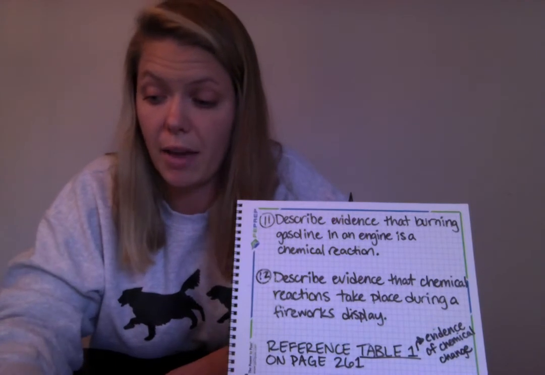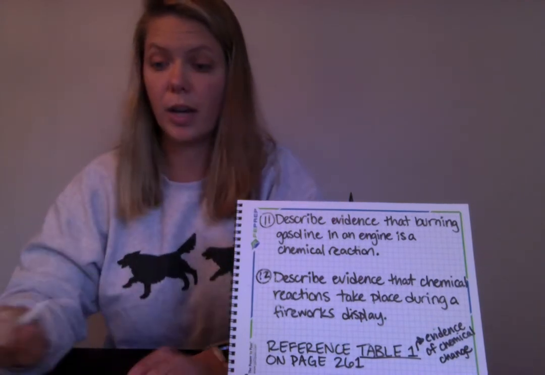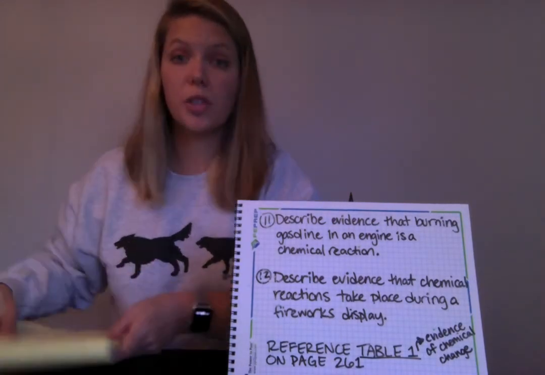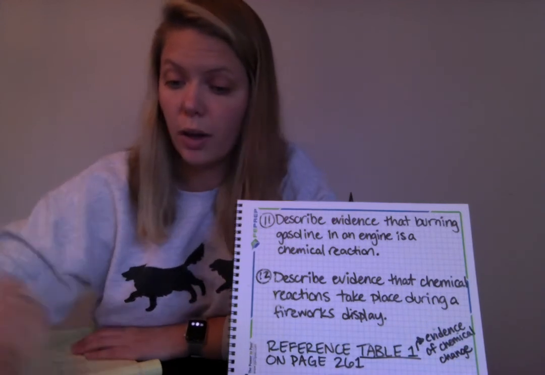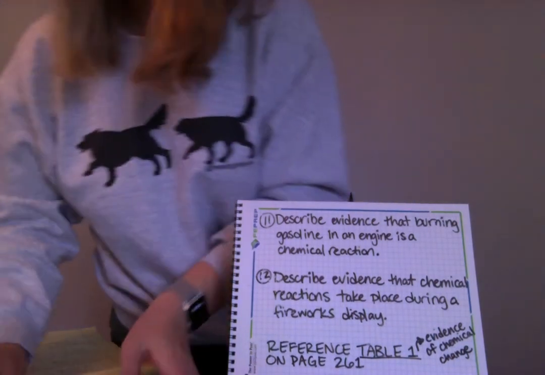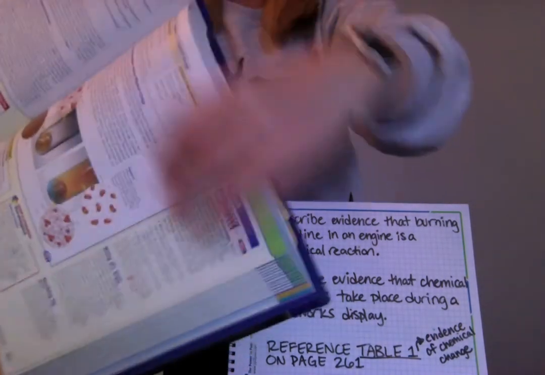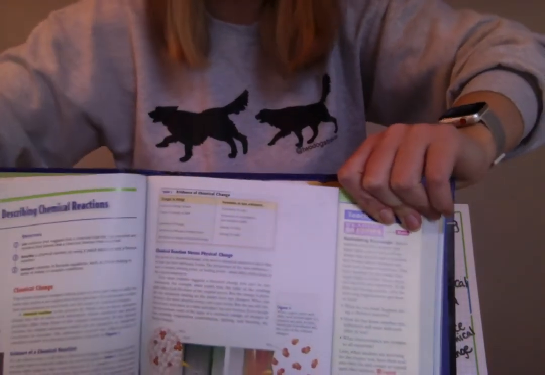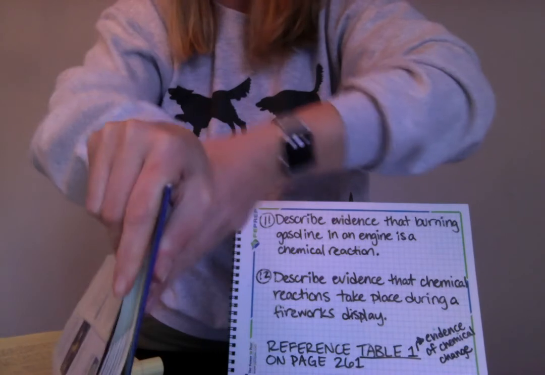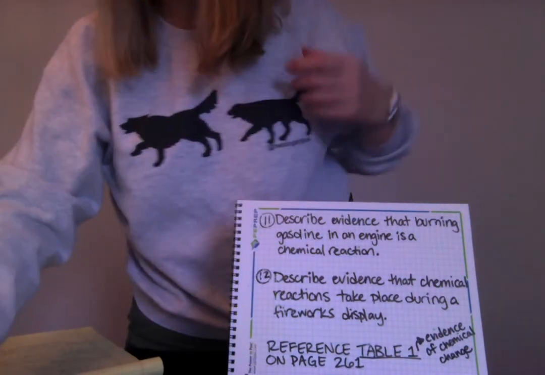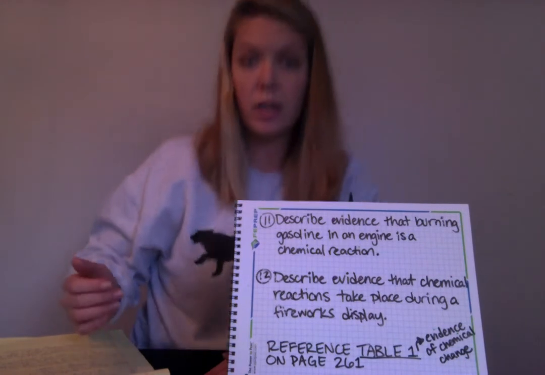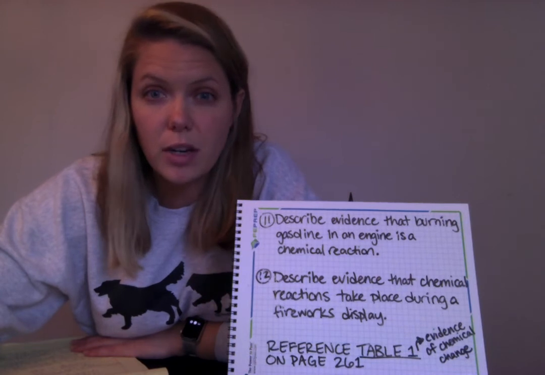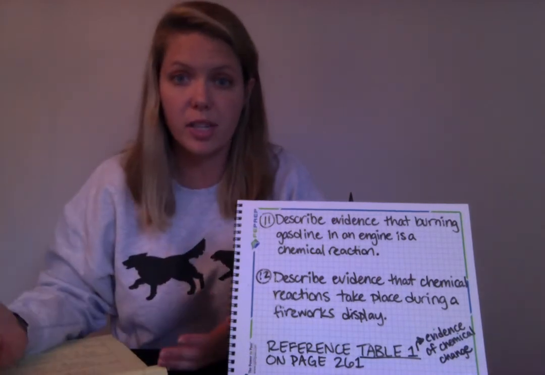So describe evidence that burning gasoline is a chemical reaction. If you look at page 261, and I'll hold it up for you guys, hopefully you can see it. On page 261, they have Table 1, the evidence of a chemical change. If you can't see that, then I want you to just scroll through our online textbook. It says evidence of a chemical change. If you're looking at that chart, then you'll be able to see the formation of new substances. That's really our go-to anytime they ask us for evidence of a chemical change.